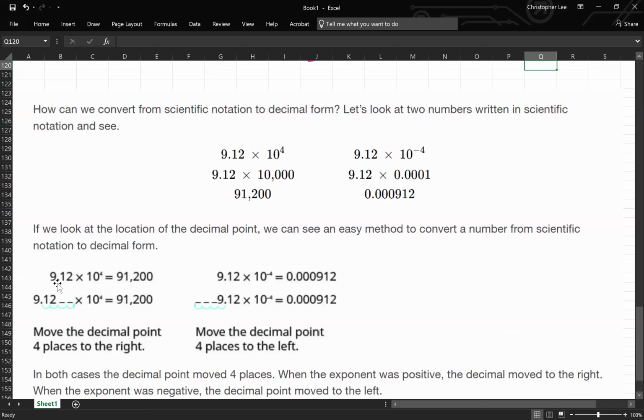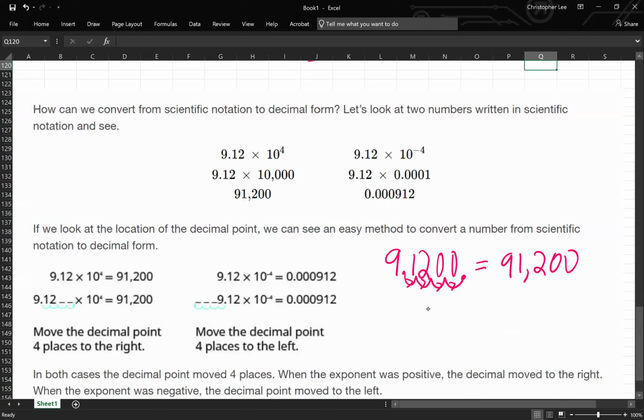So look, if I have 9.12 times 10 to the fourth power, I could just write down the 9.12 and move the decimal point over four spaces to the right, and that's how I get the number 91,200, right? So let me show you. I have 9.12 times 10 to the fourth power. I'm just going to move this over four spaces. 1, 2, 3, 4, right? So that's four spaces to the right. Fill in the zeros. This is 91,200. Just like that.